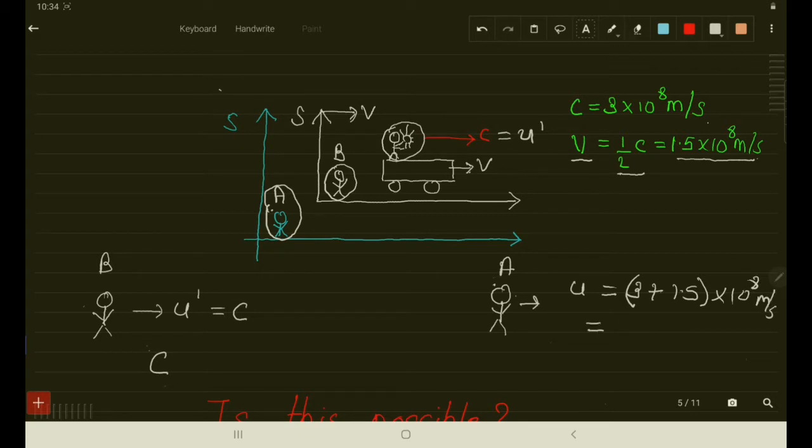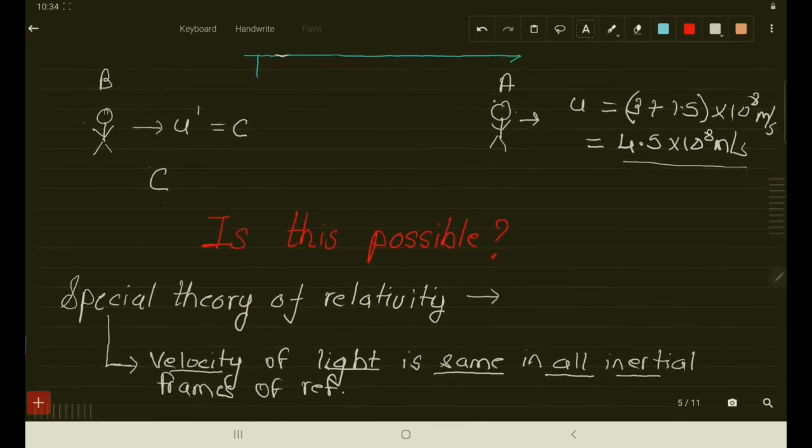We will get the velocity as per A is 4.5 into 10 raised to 8 meter per second. Now this is a velocity which is greater than the velocity of light. Is this possible? Is it possible that an object or a thing can have velocity more than 3 into 10 raised to 8 meter per second?